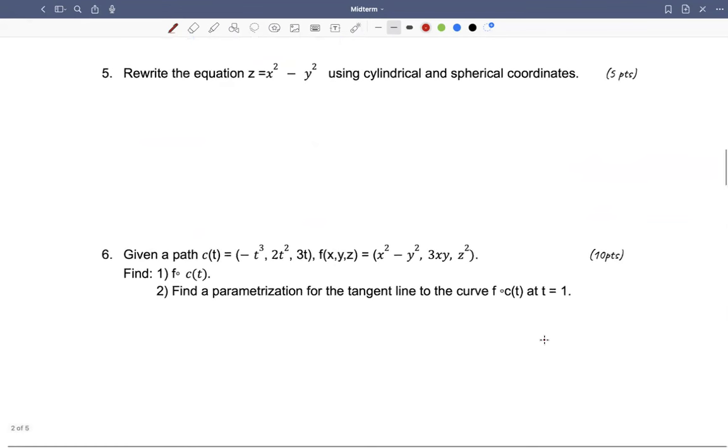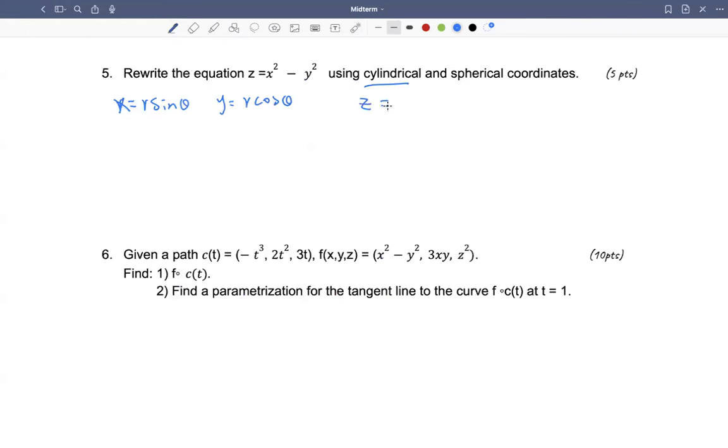Okay, number 5. First, cylindrical coordinates. x equals r sine theta, y equals r cosine theta. These are polar coordinates, right? In cylindrical, z doesn't change. So for cylindrical, we get z equals r squared times sine squared minus cosine squared.